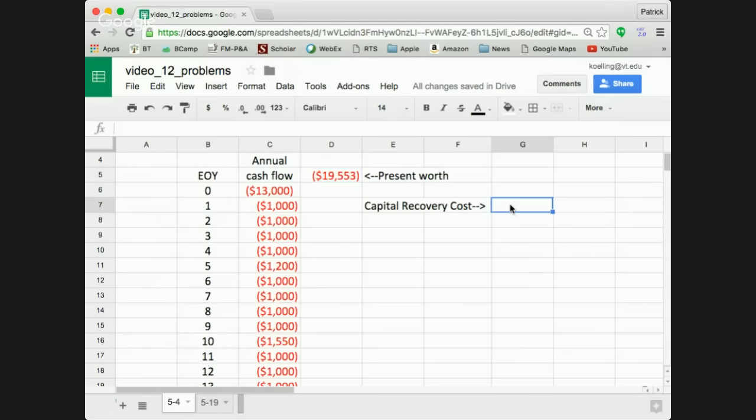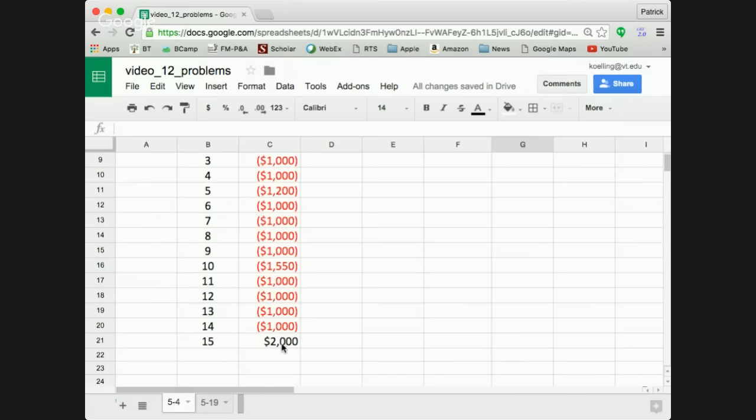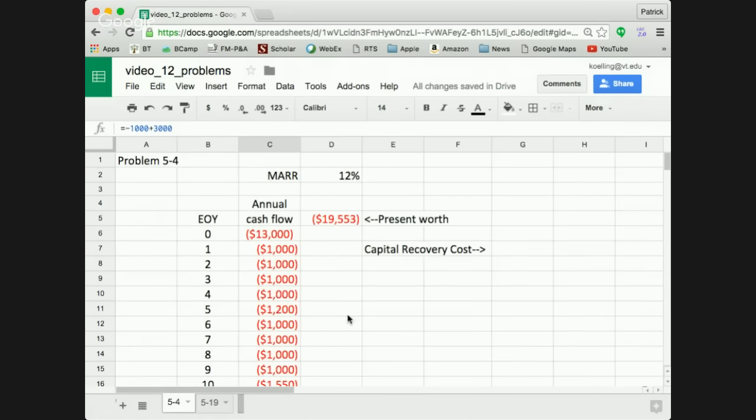What is the capital recovery cost? Let's remember the capital recovery cost ignores all the periodic cash flows in this problem. All we're concerned about here is the initial investment, the $13,000, and the final market value, which is not the last cash flow. The final market value is an element of that last cash flow. The final market value is $3,000. So don't confuse the final market value with the final cash flow. They most often are different.